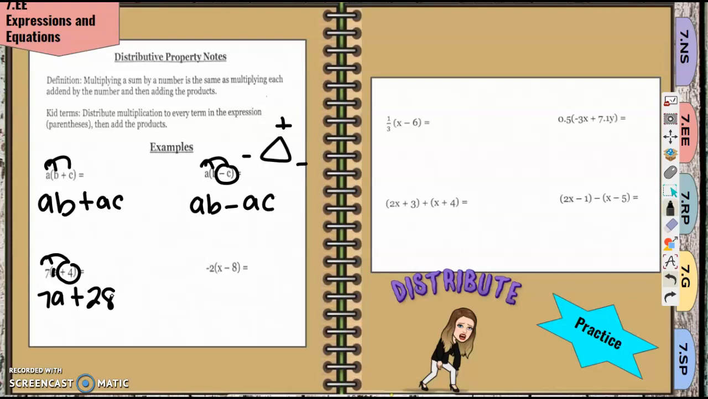If you have a negative with the number on the outside, you're going to distribute that negative with the number. So negative 2 times 1 is negative 2. Keep your variable. Negative 2 times negative 8. A negative times a negative is a positive. So that's plus 16. Negative 2 plus 16.